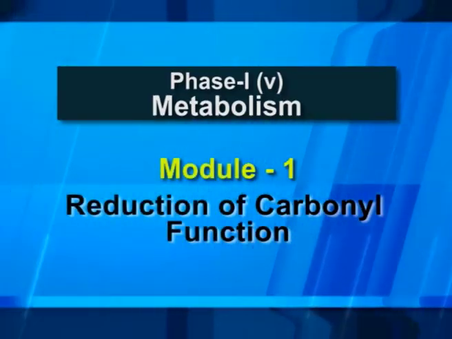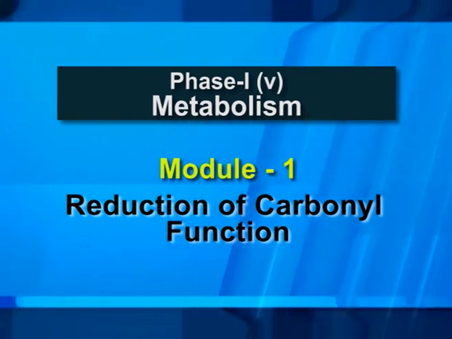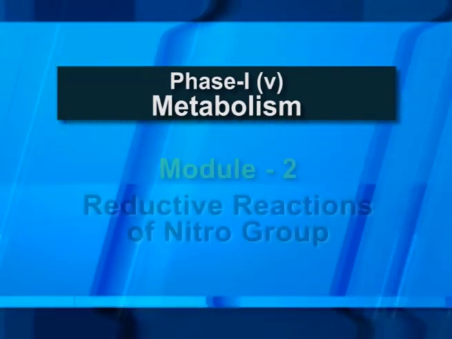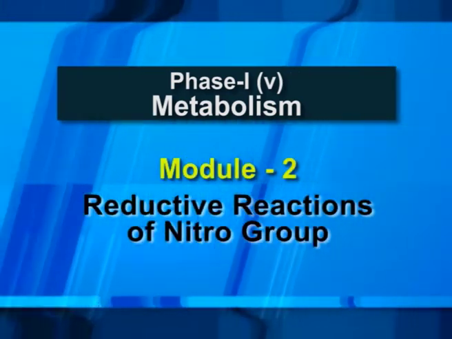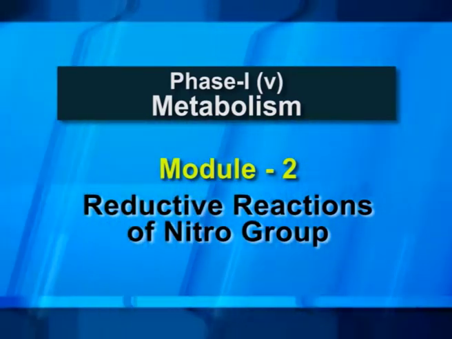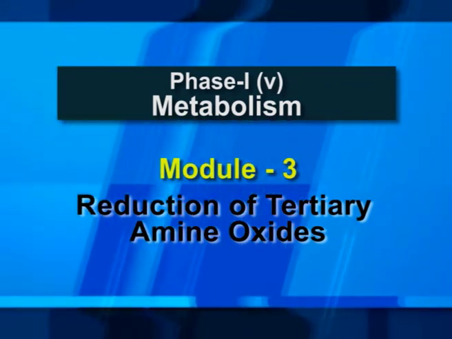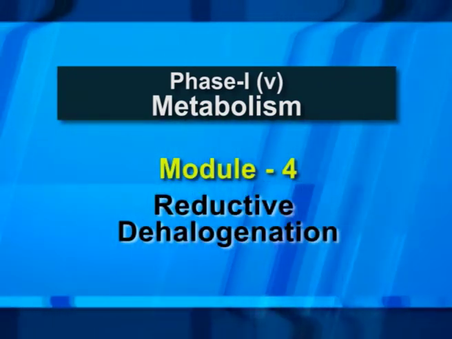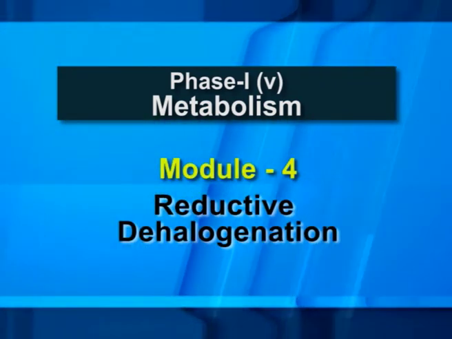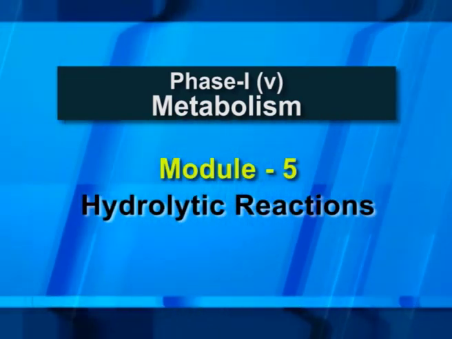Today, we are going to learn an interesting chapter. The chapter is divided into the following modules. Module 1, Reduction of carbonyl function. Module 2, Reductive reactions of nitro group. Module 3, Reduction of tertiary amine oxides. Module 4, Reductive dehalogenation. Module 5, Hydrolytic reactions. Introduction.